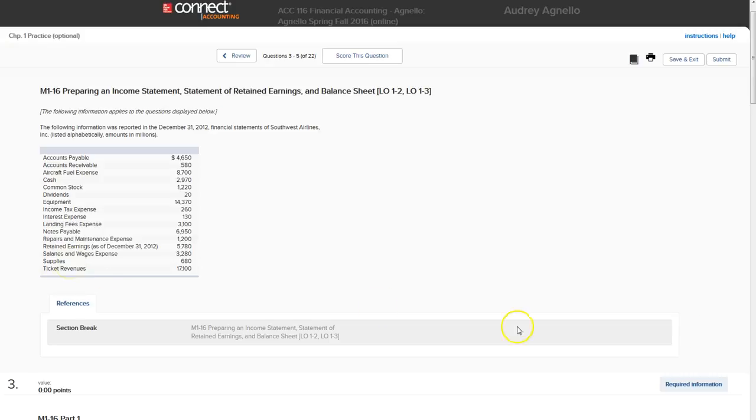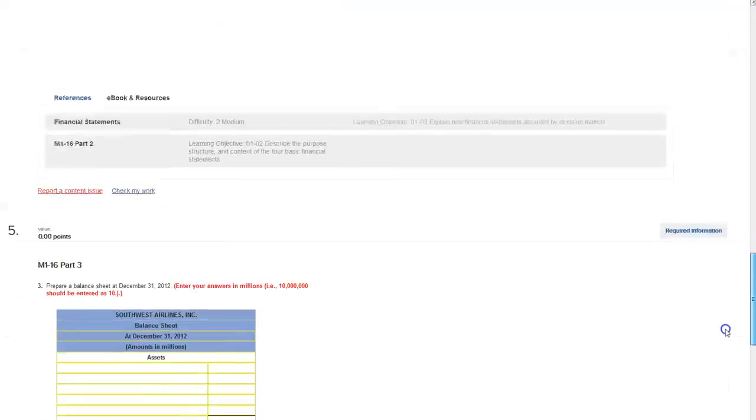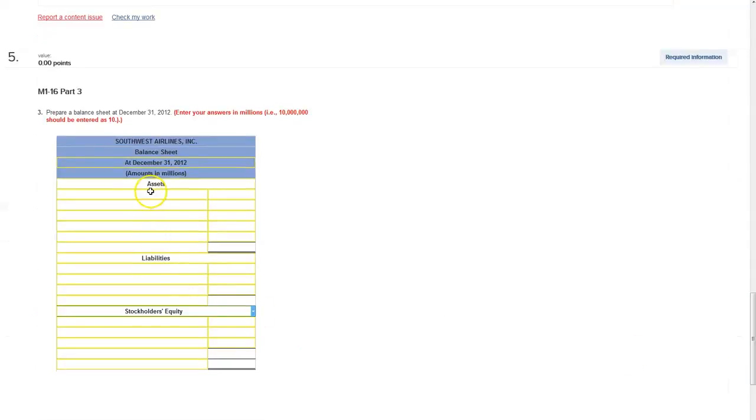Now we're going to list them in what's called liquidity order, which means nearness to cash. How quickly will things be converted into cash? Well, cash is already cash, so that's going to be always our first account. The next thing that will be converted to cash is any receivables, accounts receivables or notes receivables, because they'll be converted to cash when our customers pay us.